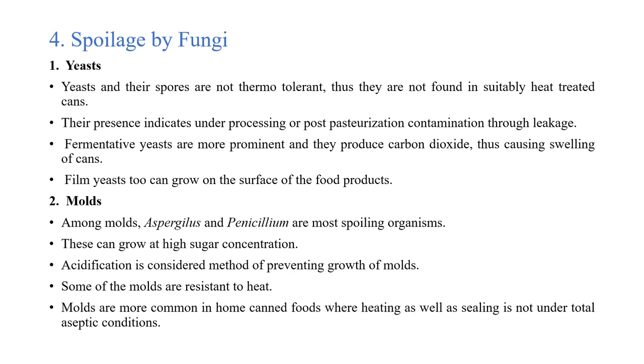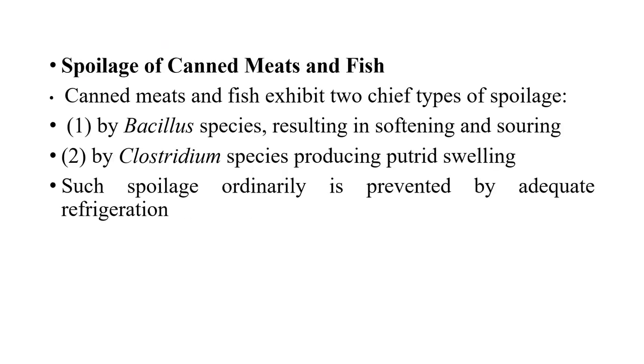So coming to the mold, among the different species of mold, Aspergillus and Penicillium are the most common in canned food spoilage, and they can grow at a high sugar concentration. Acidification is considered a method of preventing the growth of these kinds of mold, and some of the molds are even resistant to heat. Usually the molds are common in home canned food, where the heating as well as the sealing is not under total aseptic conditions.